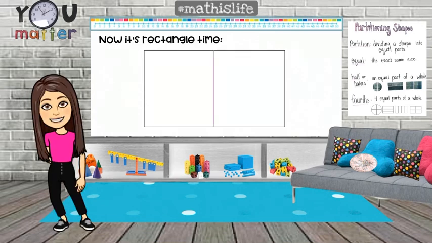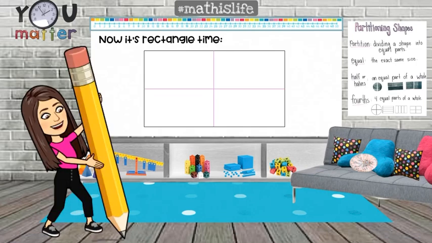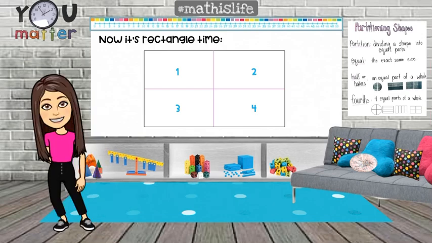I started by partitioning my rectangle in half, and then I'm partitioning it in half the other way. So now I have 4 equal pieces. Let's make sure. Don't forget to draw those number labels on each piece. 1, 2, 3, 4. Great job.